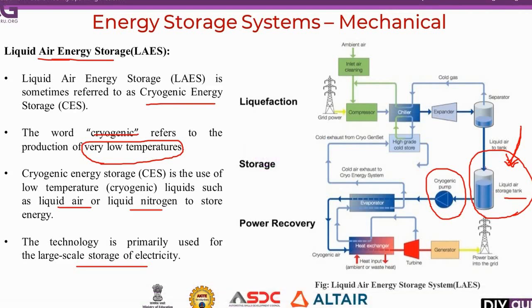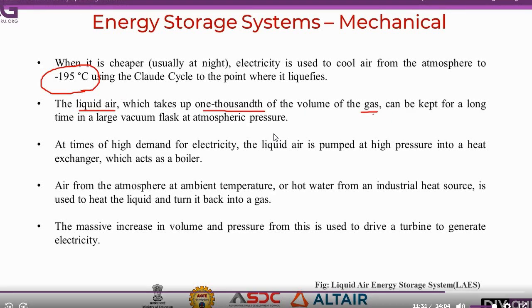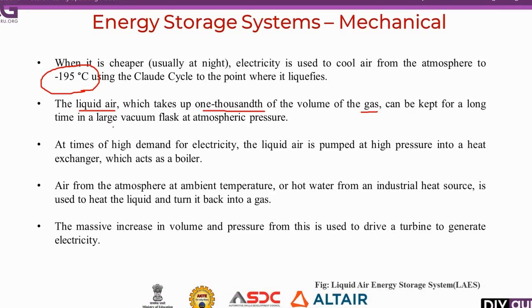at a temperature of nearly minus 195 degrees centigrade. This liquid air or nitrogen will be about one thousandth of the volume of the gas, so it can be kept for a longer time in a large vacuum container at atmospheric pressure. At the time of high demand of electricity, this liquid air is pumped at high pressure to the heat exchanger and then it is sent to the boiler.